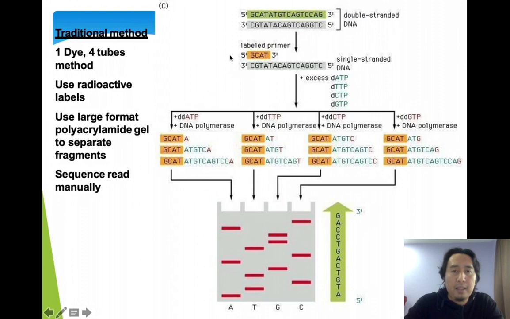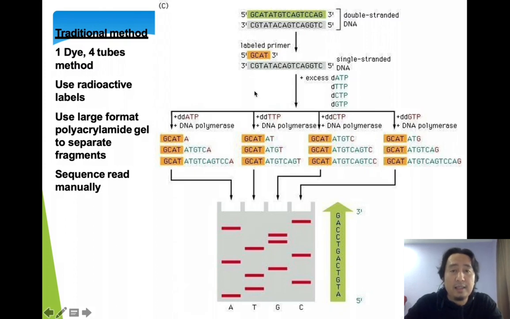Then when DNA polymerase has bound, DNA polymerase will read the next sequence, which is T. So T will pair with A. Then DNA polymerase will take ddATP and put it in here. It means there is no elongation after that, because the 3 prime has no OH, so it will stop. The elongation will be terminated at A.